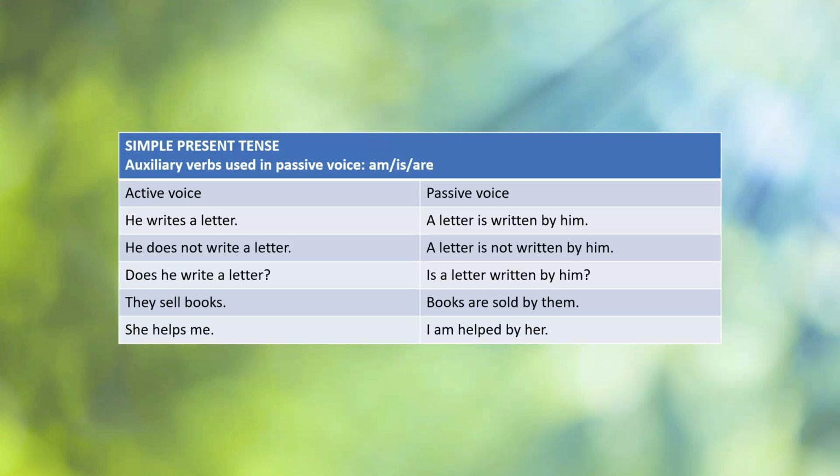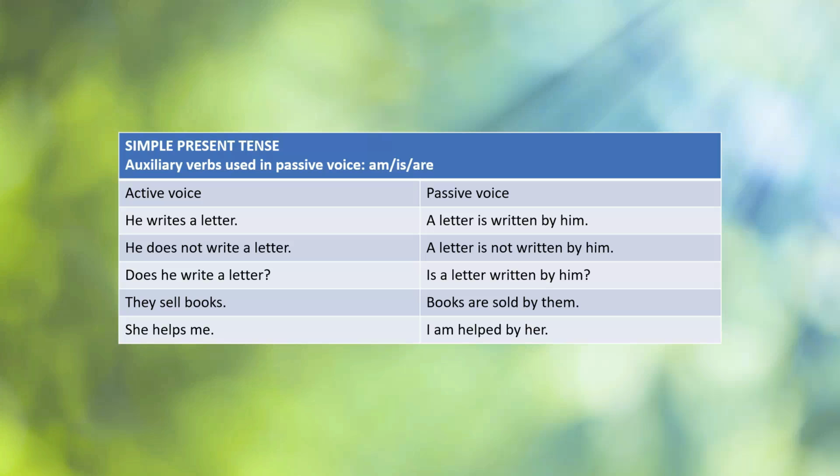First, we will learn about simple present tense and what changes we will make in the simple present tense while converting active voice into passive voice. Now let's see the auxiliary verbs used in passive voice. These are am or is or are. As we learned in the past lecture, if there is simple present tense, we will put a basic form of verb or we will put s or es at the end of the verb.